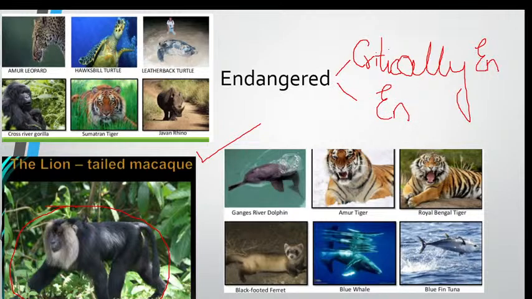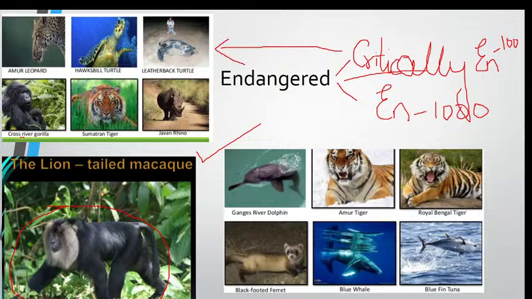So, critically endangered species will be, say, 100 in number. This is a hypothetical value I am putting. Endangered animals will be 1,000 in number. So the most critical group will be the critically endangered animals. And the critically endangered animals are like this.